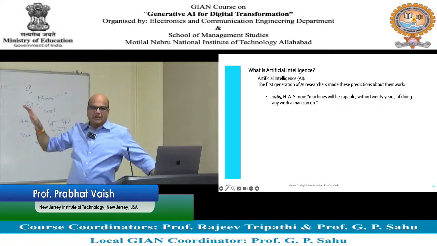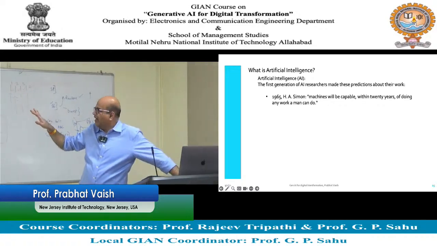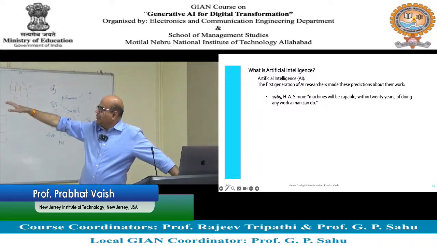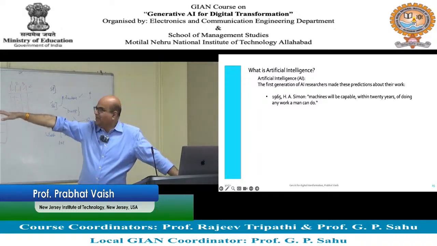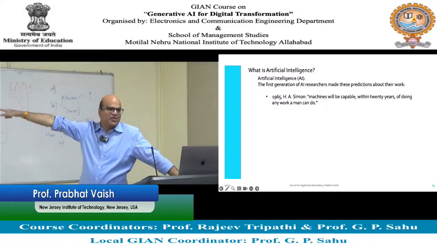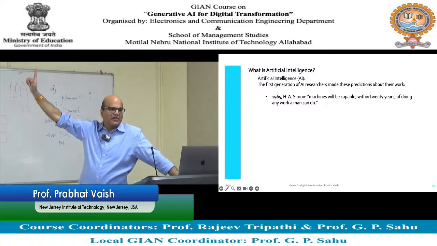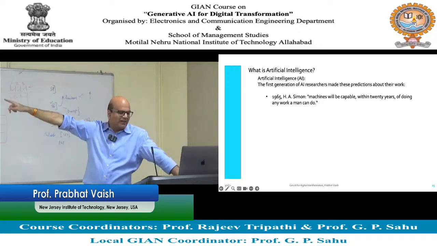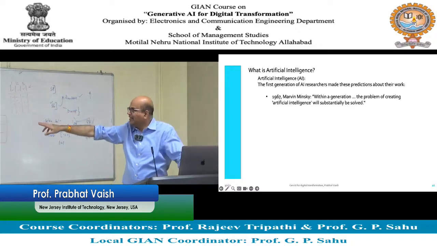1965, Herbert Simon, another big researcher in AI: within 20 years, machines will be capable of doing any work a man can do. We are 50, 60 years away now, and still this is not true. If you remember one of the first 10 things, they can do some things but not everything. We haven't achieved this yet.